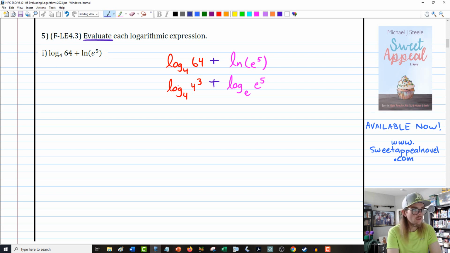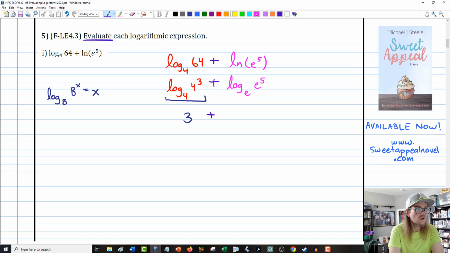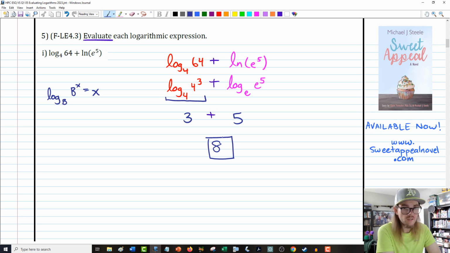So with that in place, we've now rewritten this in a slightly different way that makes it easy for us to use that inverse property, which says log base b of b to the x equals x. So right here on our first one on the left side, log base 4 of 4 to the 3rd is going to equal 3. On the flip side, we have log base e of e to the fifth, which is going to be 5. 3 plus 5, of course, is equivalent to 8. So there is the inverse property, deployed in pretty quick fashion.